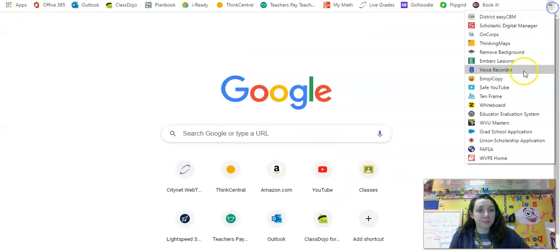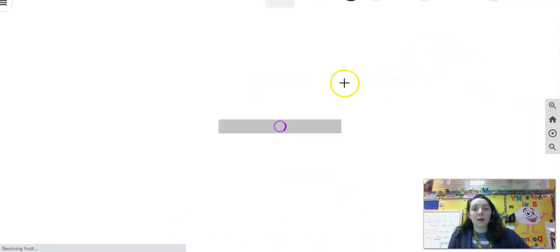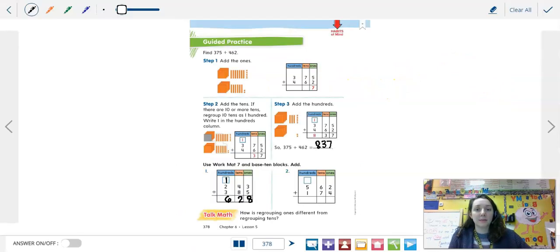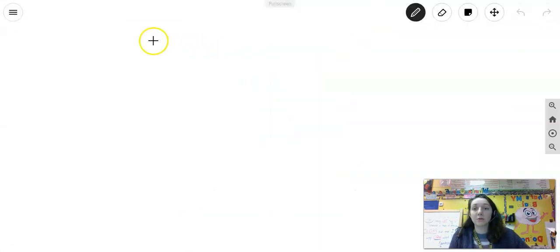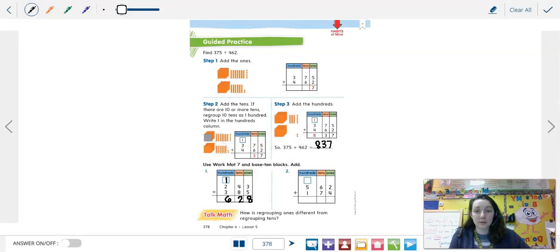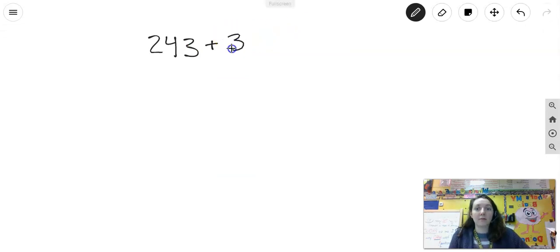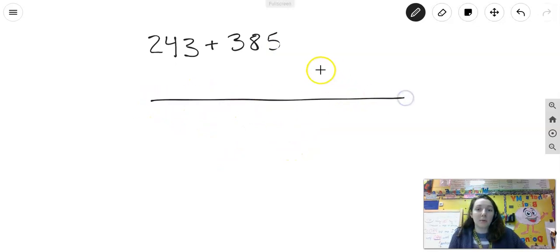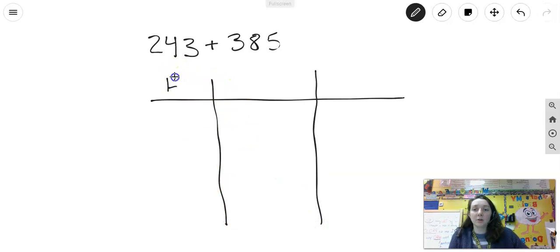Well, if I had drawn it, 243 plus 385. So if you wanted to draw it, right, you could have your work mat with the 3 columns. You'd draw this on your paper and you'd have your hundreds, your tens, and your ones. So this should look really similar to when we drew with just our tens and our ones.